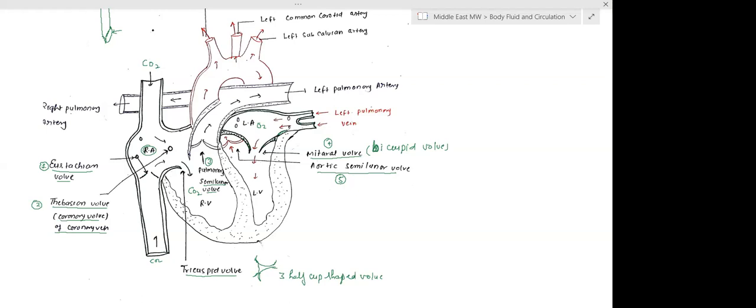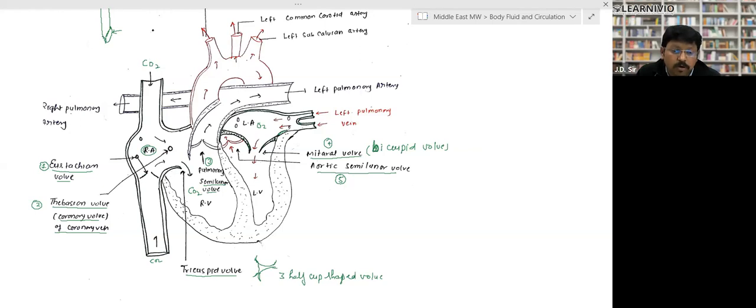Next point. Blood comes from the right atrium to the right ventricle, and the backflow is prevented by the tricuspid wall. Full stop.